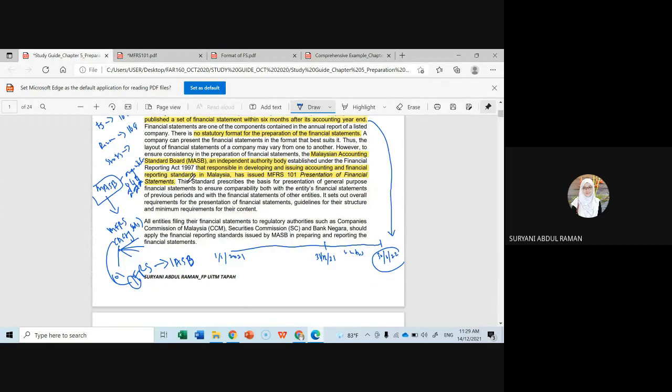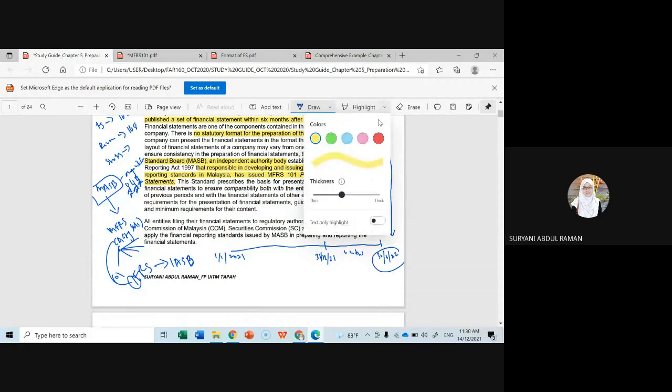Okay, next, the standard prescribes the basis for presentation. This is related to MFRS earlier. Prescribe the basis for presentation of general purpose financial statements to ensure comparability both with the entity's financial statements of previous periods and with the financial statements of other entities. So these are one of the usages for the MFRS.